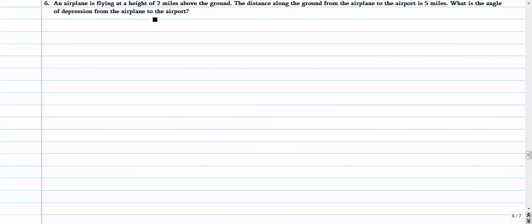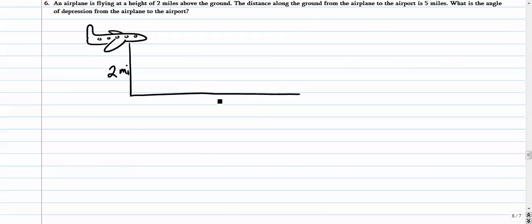An airplane is flying at a height of 2 miles above the ground. Alright, so let's draw our little airplane here. Let's see, I'm not a very good artist, but we have a general idea of what an airplane looks like. That is flying at a height of 2 miles above the ground. Alright, so this is called an altitude, 2 miles. The distance along the ground from the airplane to the airport is 5 miles. So that is 5 miles. And here's our little airport. Right, here's our airport. And on that airport, let's draw a little radio tower.